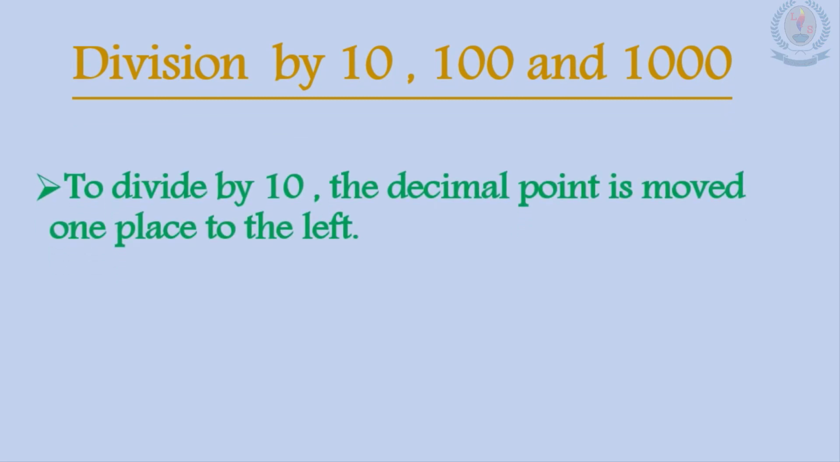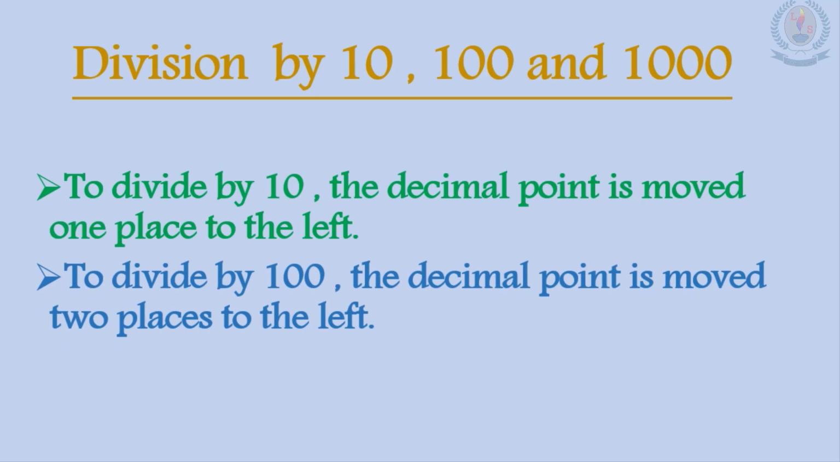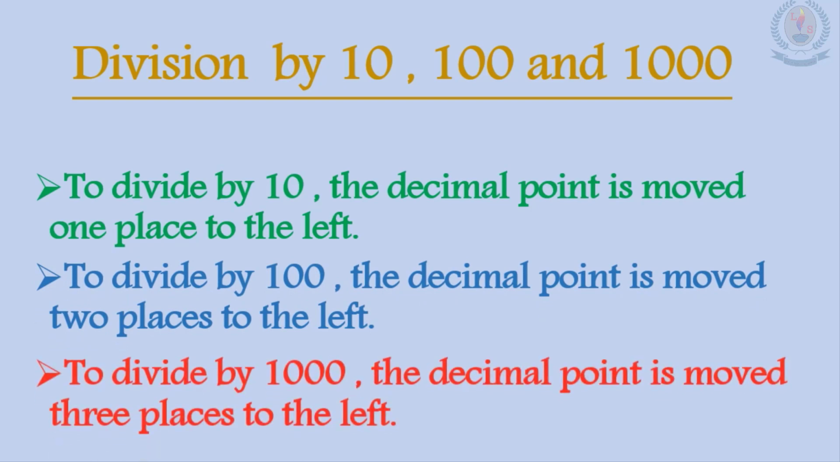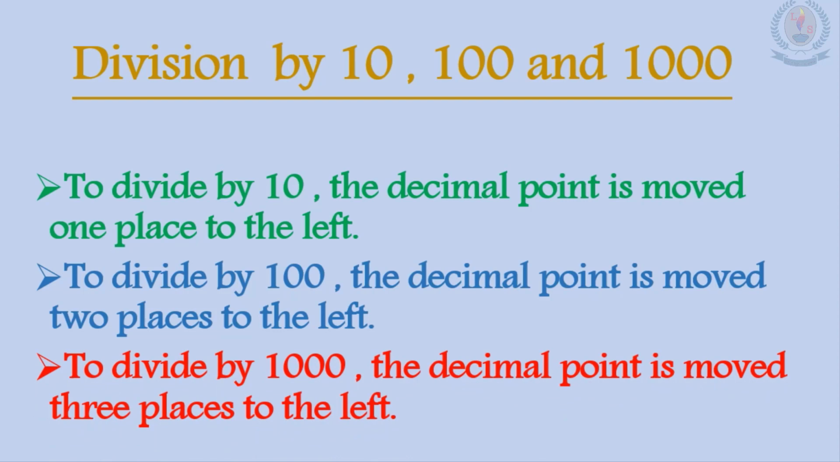Next subtopic, division by 10, 100 and 1000. Here also, like previous multiplication, we have some rules. First one is to divide by 10, the decimal point is moved one place to the left. To divide by 100, the decimal point is moved 2 places to the left. To divide by 1000, the decimal point is moved 3 places to the left, right?